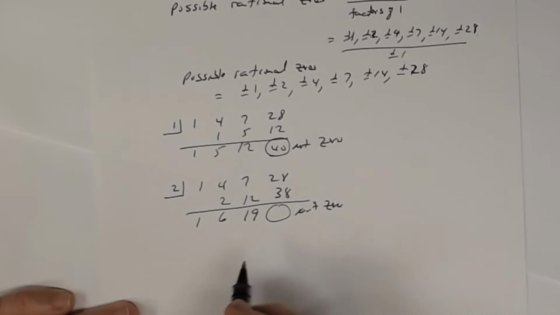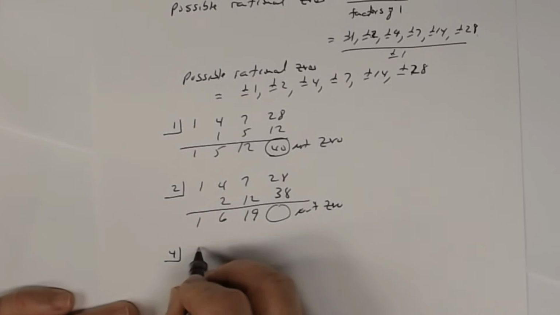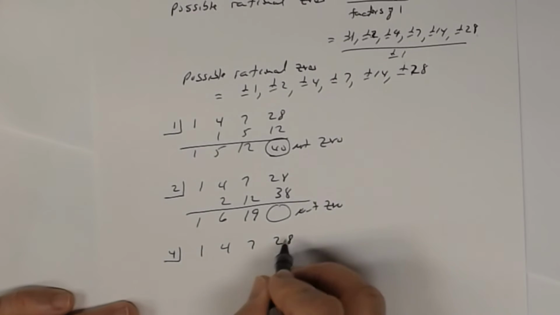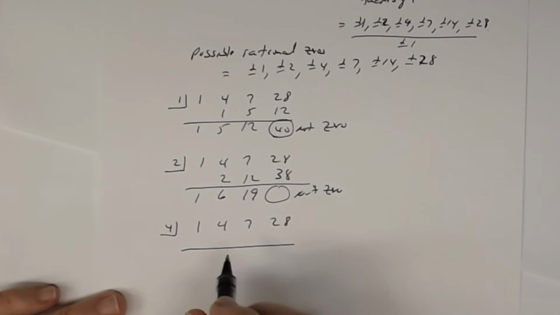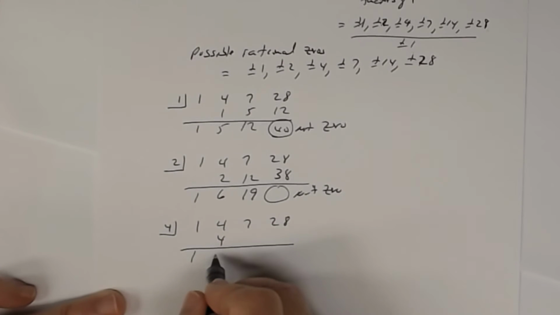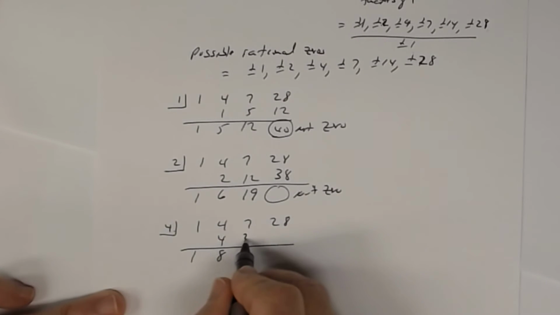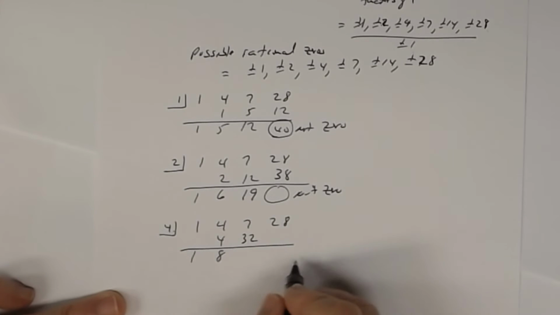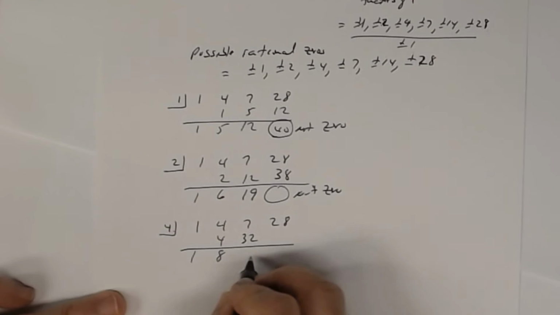So let's try 4. So remember, there's no easy way of doing this, just trial and error. Okay, 4 times 1 is 4. 4 plus 4 is 8. 4 times 8 is 32. That's not going to work. So we know that's not going to work because there's no way you're going to get this to be 0.